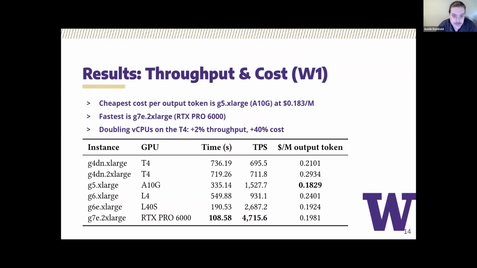Simply, the first results of workload 1: the cheapest cost per output is the g5.xlarge, the A10, at 0.183 cents per million tokens. That's output tokens. The fastest was the G7e, the RTX Pro 6000. And doubling the vCPUs on the T4 gave just plus 2% to throughput, but plus 40% cost.